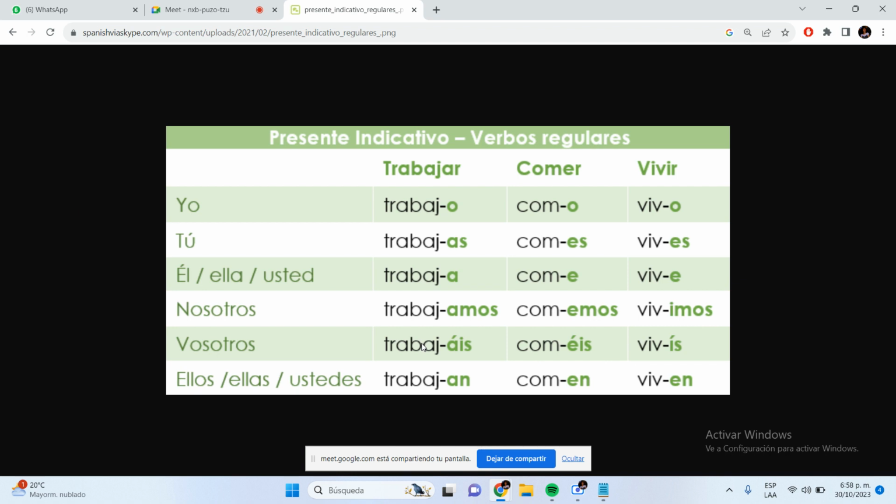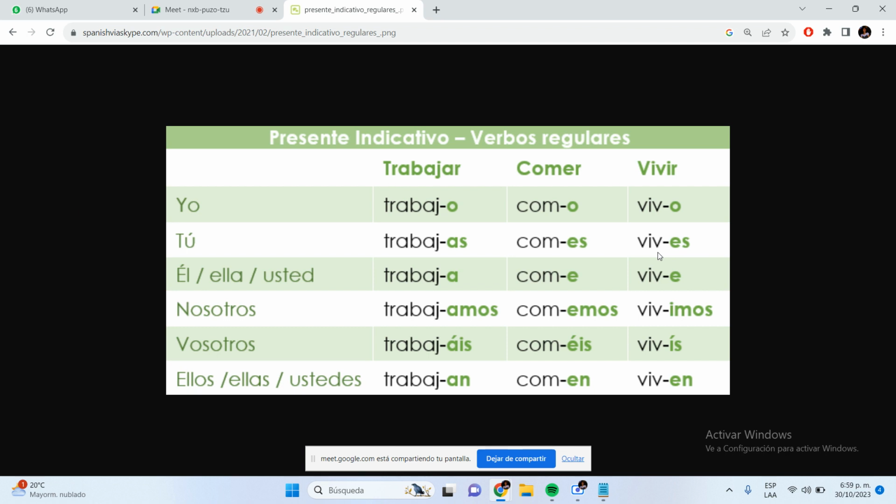Yeah, there's no reason. I guess it's because, for example, if you say vivis, like you will think trabajar, trabajas, comer, comes, and vivir. If you say vivis, it sounds weird. I guess that's the reason. And also, if you say vivis, that's another conjugation for something totally different.